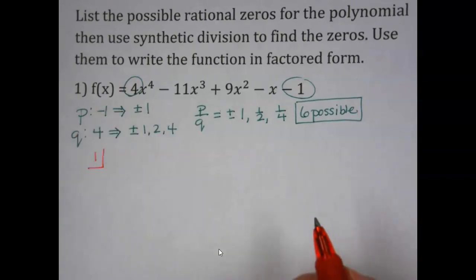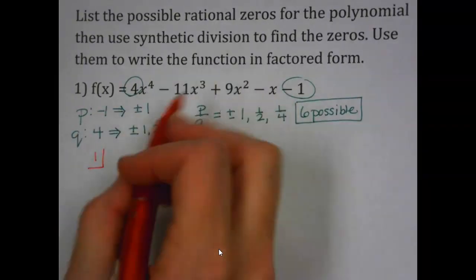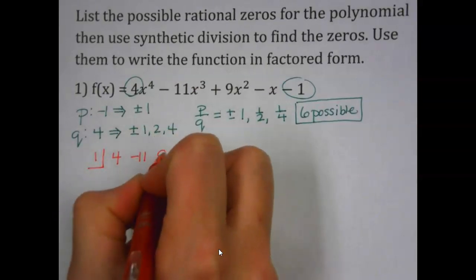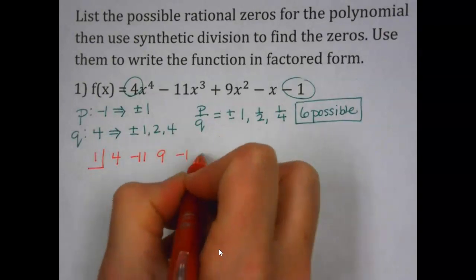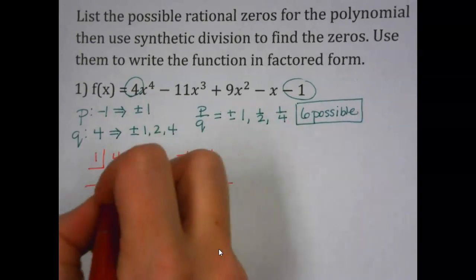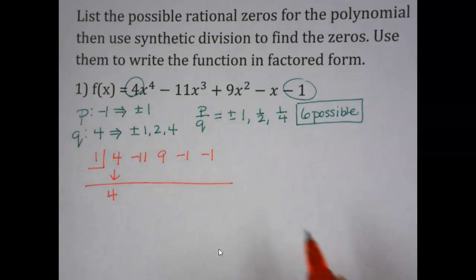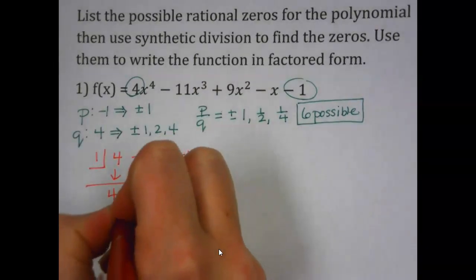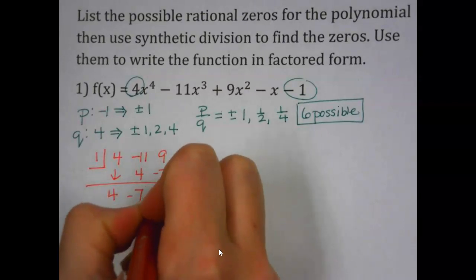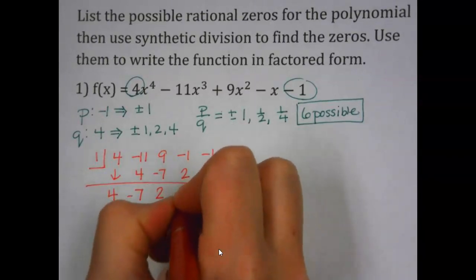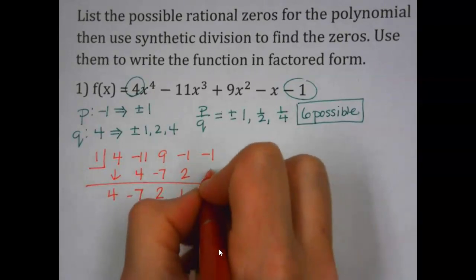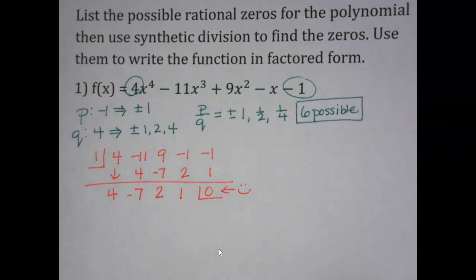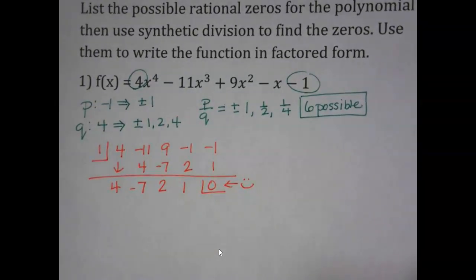If we do start with 1, we put these leading coefficients, or all of the coefficients really, across the top. 9, -1, -1. And then we go through that process of multiplying and adding, hoping that we get a 0 at the end. And we do. Remember, 0 means it is a factor, so that's a good thing.